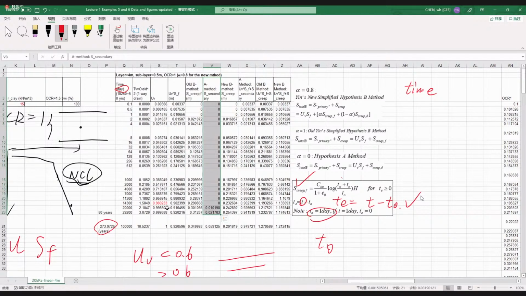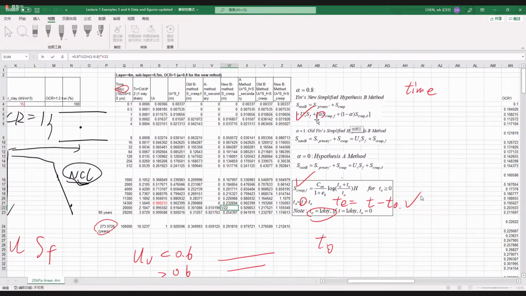S creep D, because that only occurs after 98% has been achieved. So this one, for the new method B, is very simple. We just use this equation to have the alpha equal to 0.8 to calculate the result. So we can see here, 0.8 multiply U22 is this one, plus 1 minus 0.8, which is equal to 0.2, multiply V22, okay? To combine these two items together with different weighting, okay?